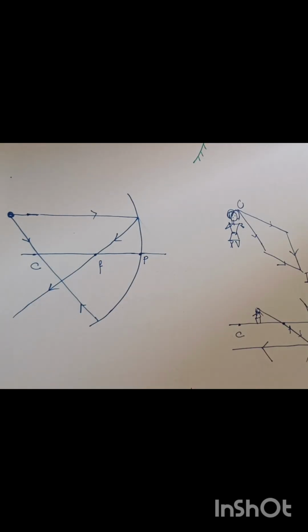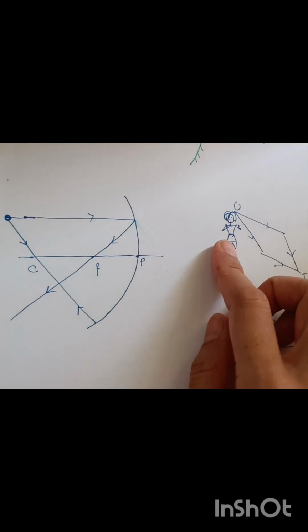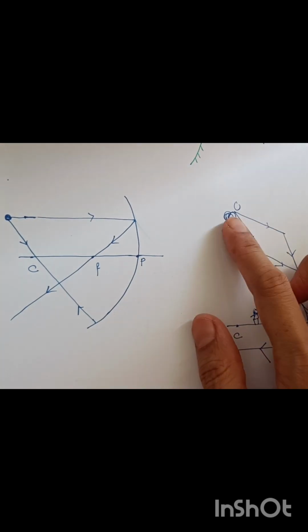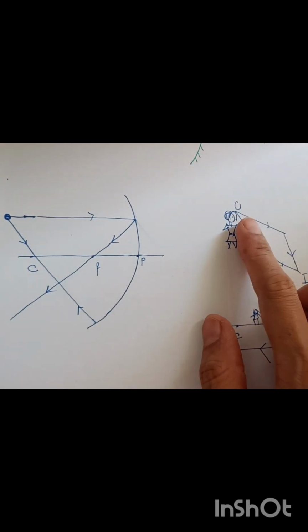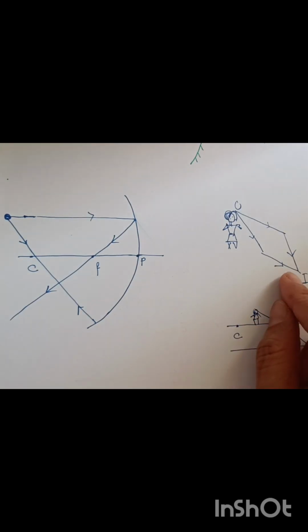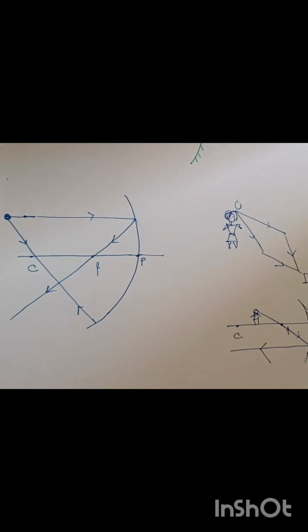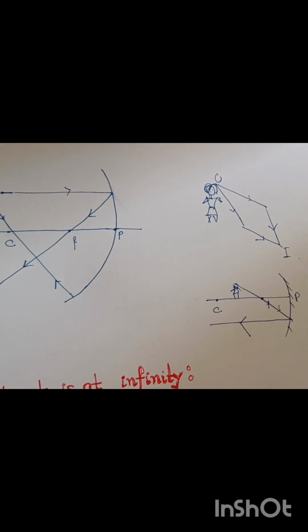The source of the two rays should be the same. Here see a picture of a girl. The source point is O, and two rays are coming out, and at I they meet after reflection. So at I there will be the image. A minimum of two rays is required to make an image point.